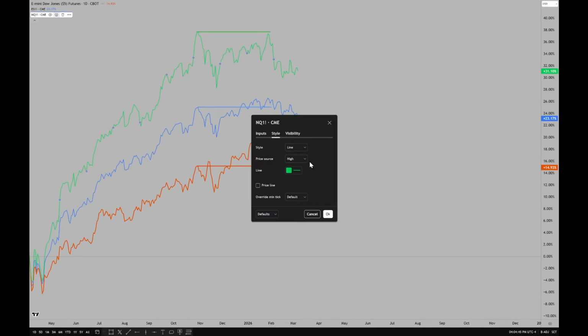So when I'm doing comparative analysis or relative strength analysis between correlated markets, I'm plotting them on a line basis. And if I'm comparing their highs, I want to plot all of them on a line basis on the high, okay? If I'm looking for bullish scenarios, I would reverse this. I would plot it on the low, okay?